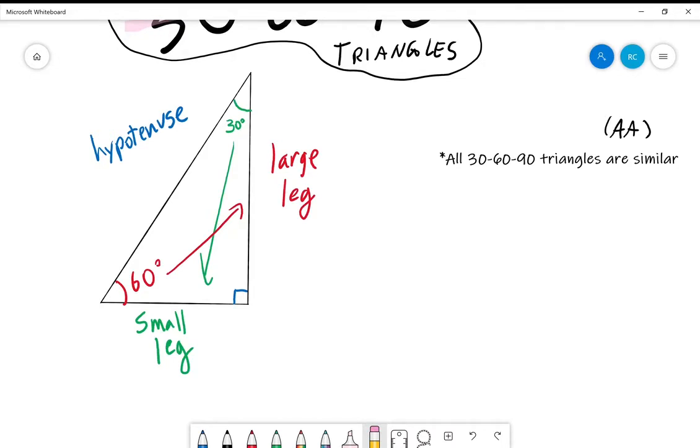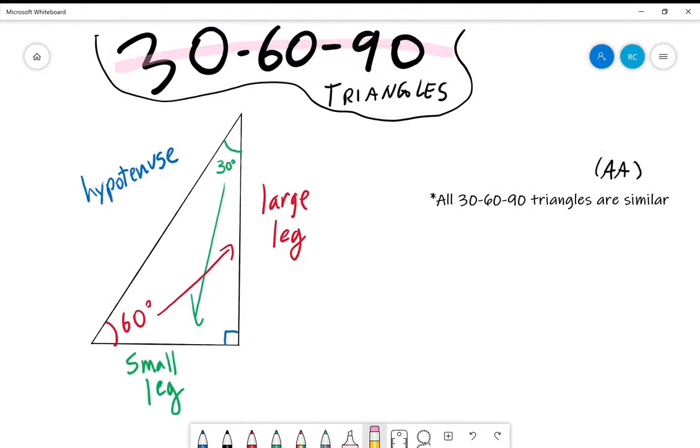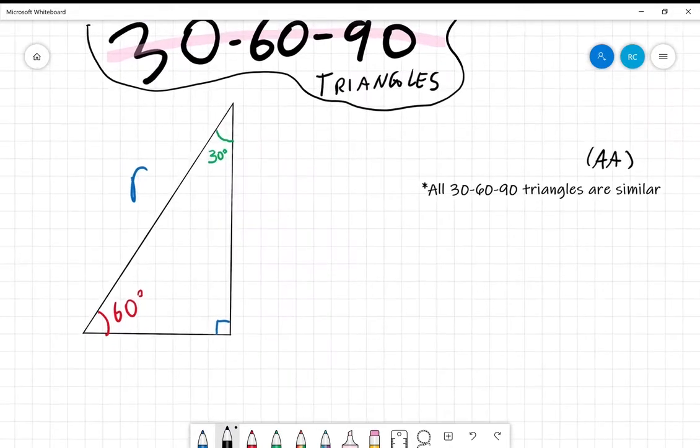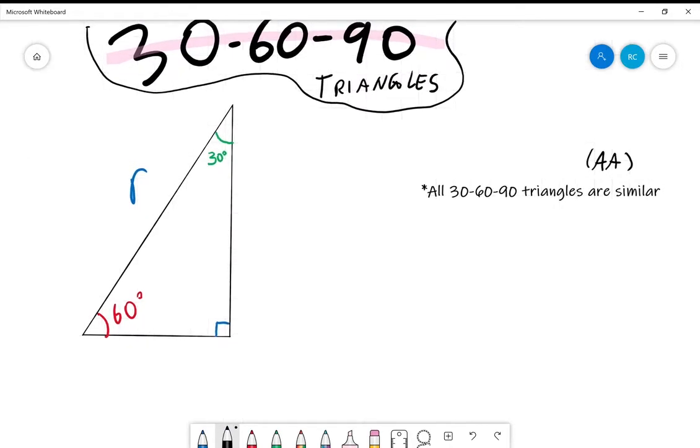This is different from the 45, 45, 90 triangle in that both legs in the 45, 45, 90 triangle were the same. This time we have two different legs. So once again, we're going to call the hypotenuse R. I'm not choosing that letter arbitrarily, but you'll see why I call it R probably next year or the year after. Now, I bet you could figure out pretty easily what this side is.